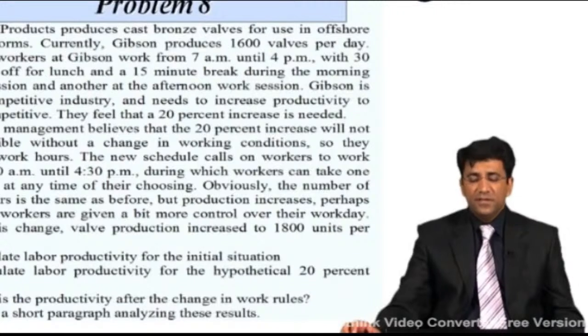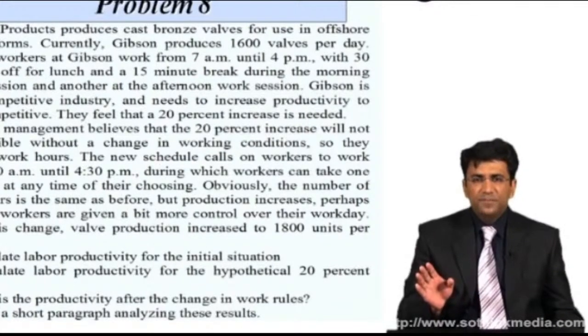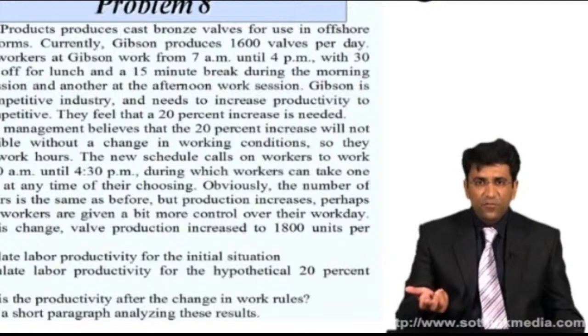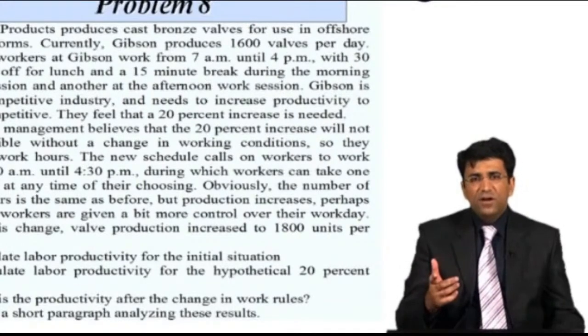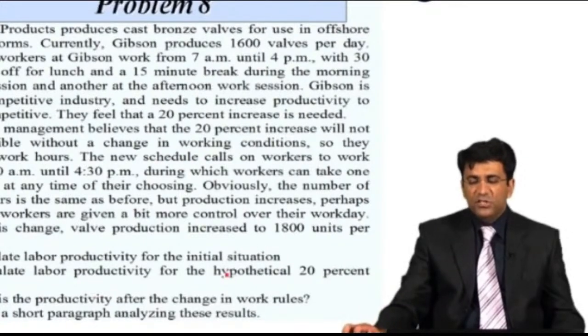Now students, what happened here? The management changed the working rules. They give the autonomy to the workers that they can spend 1 hour of working at their own choice, whether they come late for 1 hour, or they leave early 1 hour, or they take the 1 hour break in between, but they will have to again work for 8 hours. Now by changing these rules, the production level increased to 1800 units per day, which was initially 1600 valves per day.